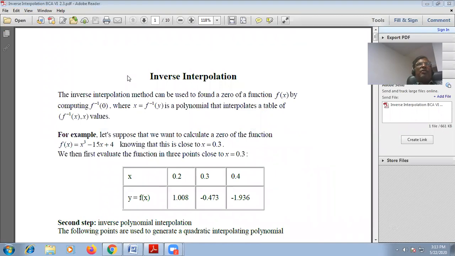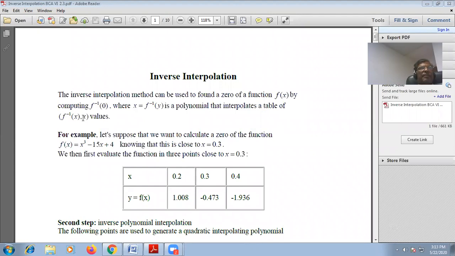This is inverse interpolation. See, we have taken x is equal to f inverse y. As I was discussing, the inverse interpolation method can be used to find a zero of a function f(x). Zero of function means solution of the function by computing f inverse 0, where x is equal to f inverse y is a polynomial that interpolates a table of f(x) and x.